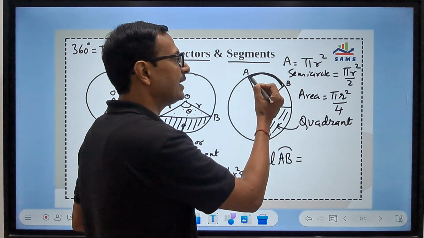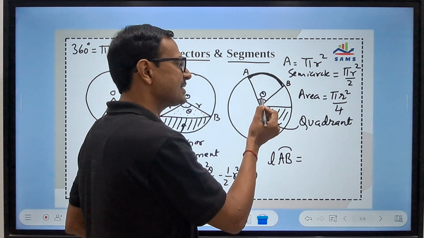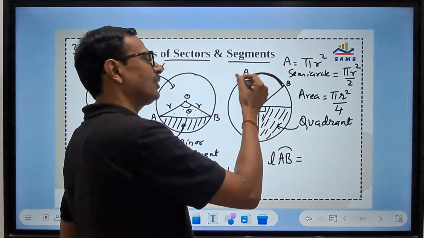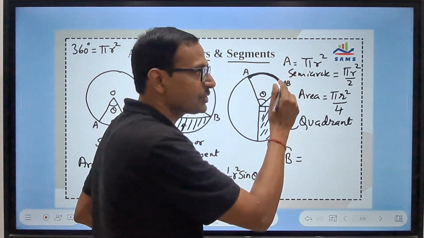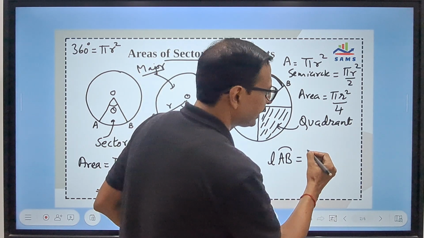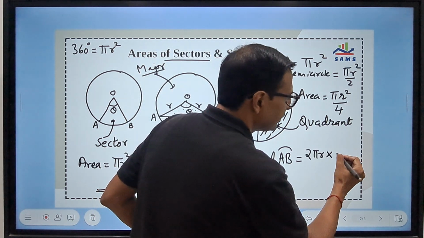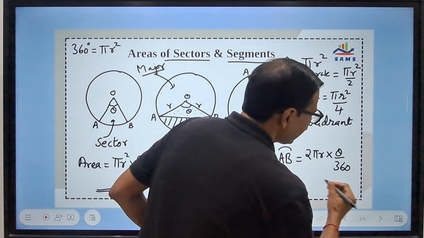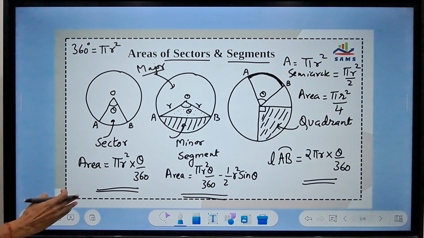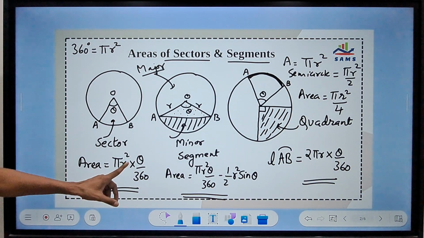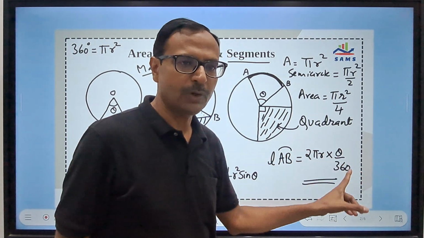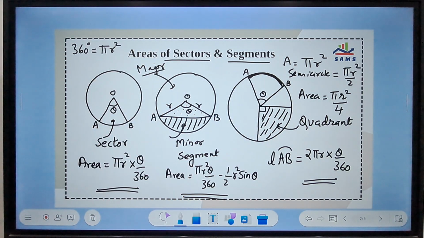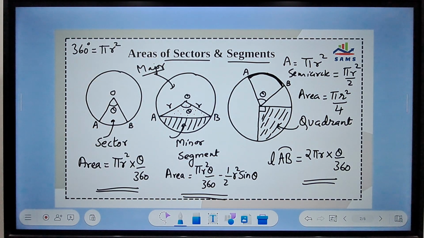So you can find the length of arc AB, because if this angle is 360 degree, then the length of the arc is the complete circle. So for 360 degree it is 2 pi r, and for theta you can use the unitary method again: 2 pi r times theta upon 360. Just like we used the unitary method here to find the area using pi r square multiplied by theta by 360, here you use the circumference, 2 pi r multiplied by theta upon 360. Now these are the formulas in this particular chapter, and most of the questions will revolve around these formulas only.